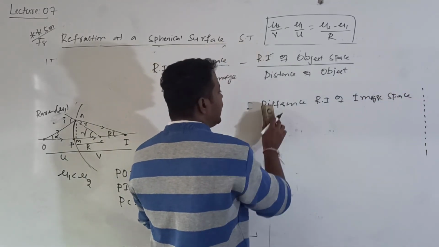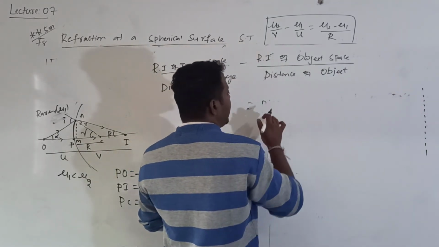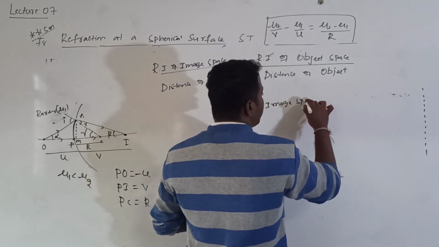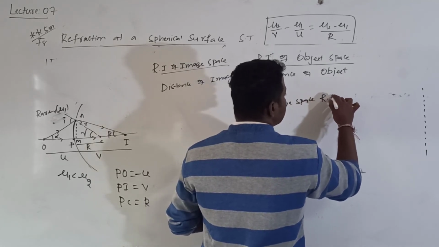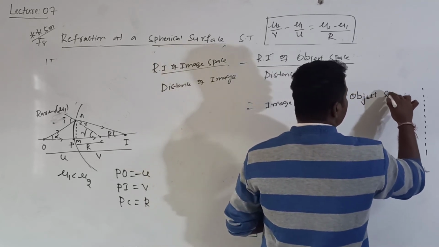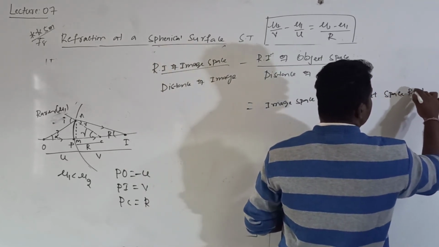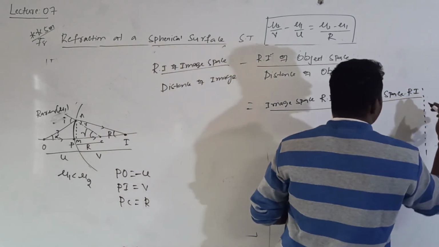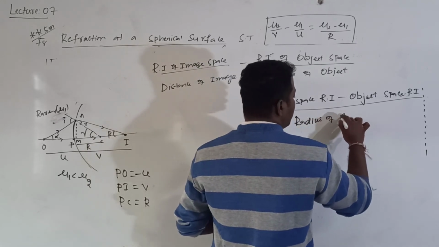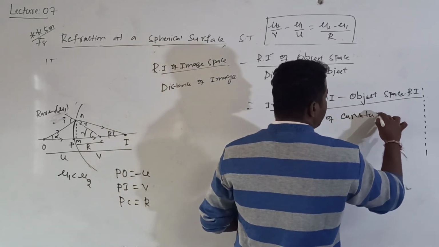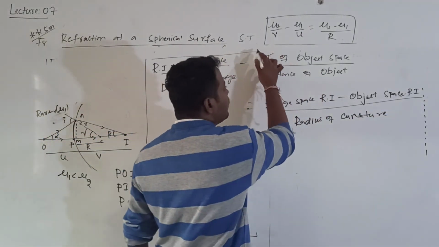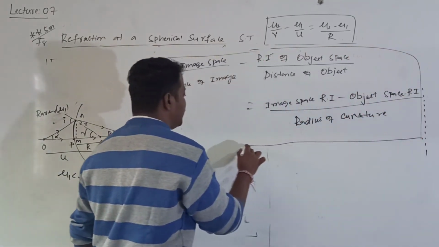Or I can write it as image space refractive index minus object space refractive index divided by radius of curvature of the spherical surface. If you remember this formula in this format, then you can apply it easily.